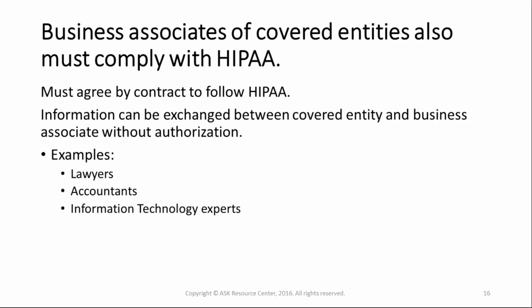Now, business associates of covered entities are also covered by HIPAA, and when you think of it, healthcare providers and health plans and healthcare clearinghouses all need help in doing their businesses. Examples are lawyers, accountants, information technology experts. They are also covered by HIPAA, but they must agree by contract to follow HIPAA. And the information can only be exchanged between these three covered entities and the business associate without authorization. So this is promoting the free flow of information.